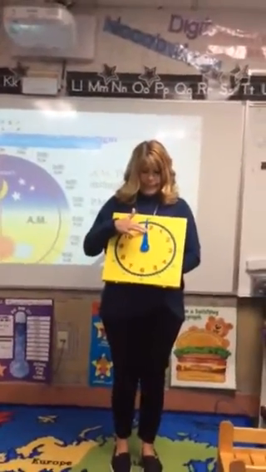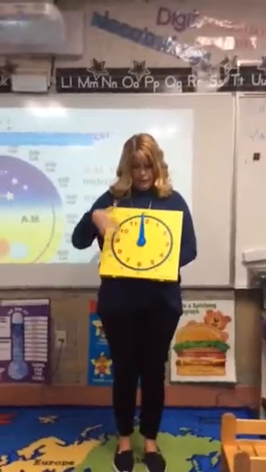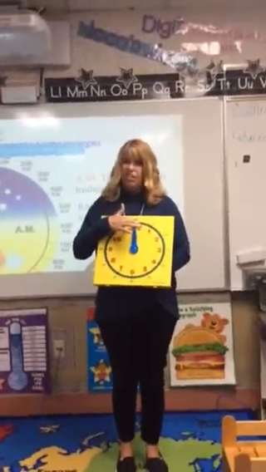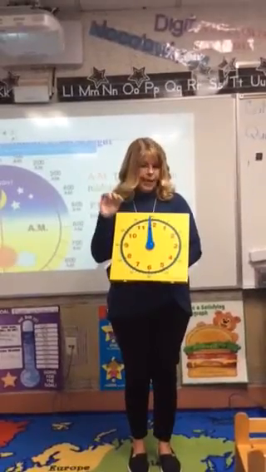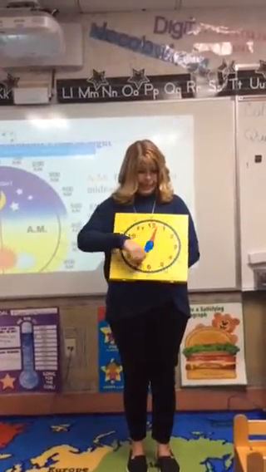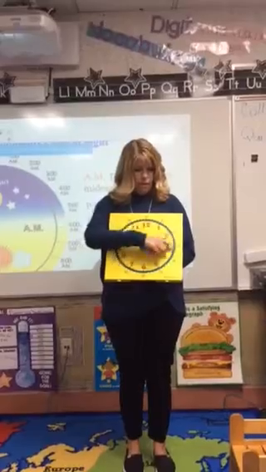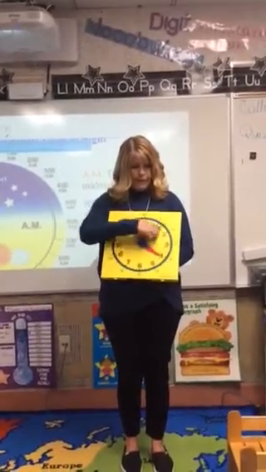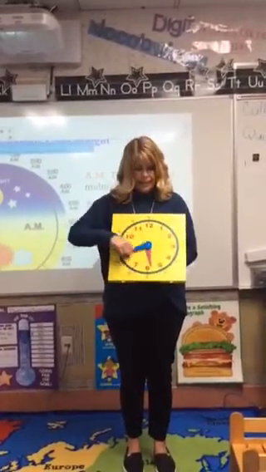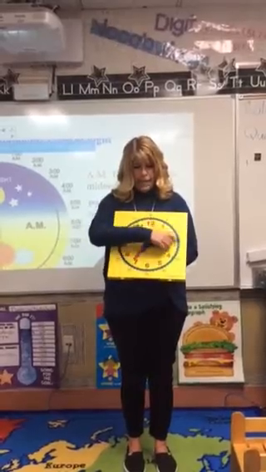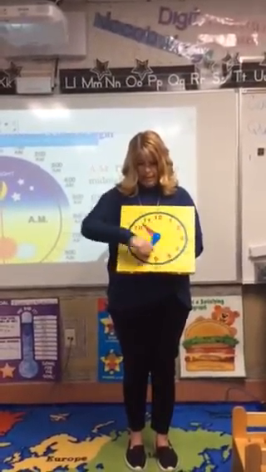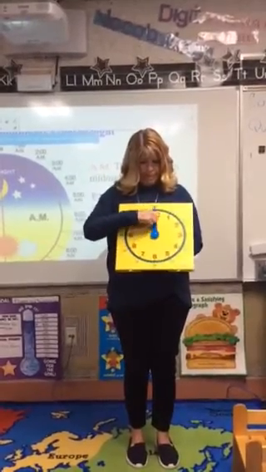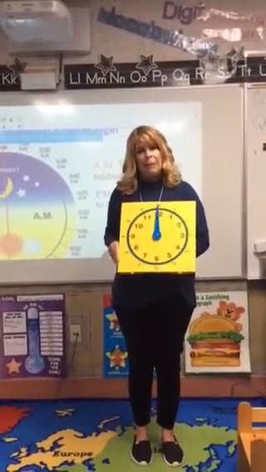Now, we said that there's 12 hours on a clock. There's 12 digits on a clock. There's 24 hours in a day, which means this hour hand has to go all the way around this clock twice to be a full day. Now, the way they split that up is by AM and by PM.